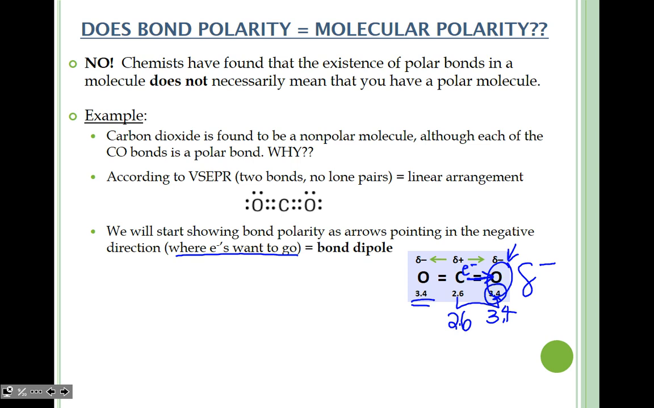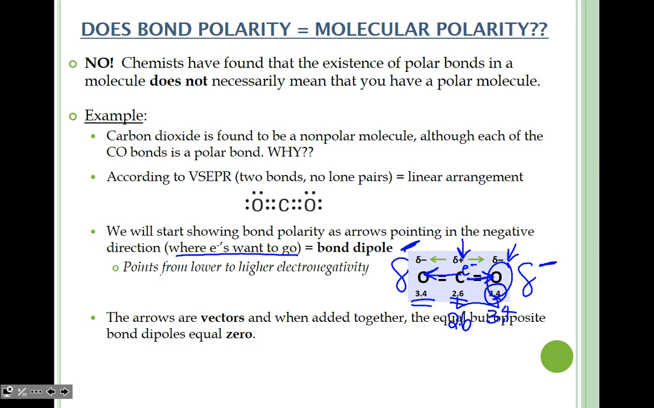On this side, 3.4 is higher than 2.6, so there's going to be a movement of electrons, and we're going to say, listen, the outside is negative. We don't worry too much about what's happening in the center. Sure, it's positive, but we're always looking at the outside of the molecule. Okay, if the outside of the molecule is negative, and the other side of the molecule is negative, it's nonpolar. Polar has to be positive end, negative end. The arrow points from lower to higher electronegativity, and we know the arrows are called vectors. In physics, we know about vectors. And when added together, the equal but opposite bond dipoles equal 0.